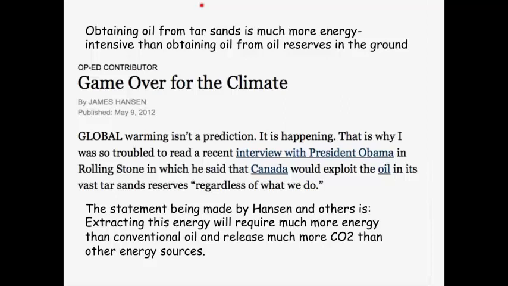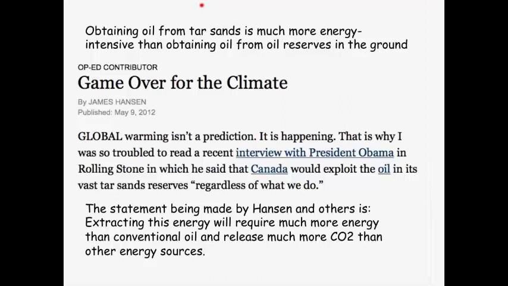Right now we're talking about a lot of this from tar sands in Alberta, Canada, and extracting those tar sands and then sending them by pipeline down through the United States to the Gulf Coast, where they would be refined into a variety of petroleum products. And one of the statements made is that obtaining oil from tar sands is much more energy intensive than obtaining oil from liquid petroleum reserves in the ground.